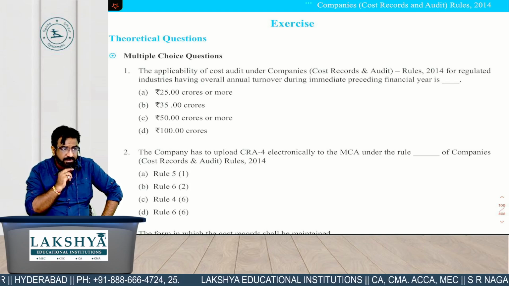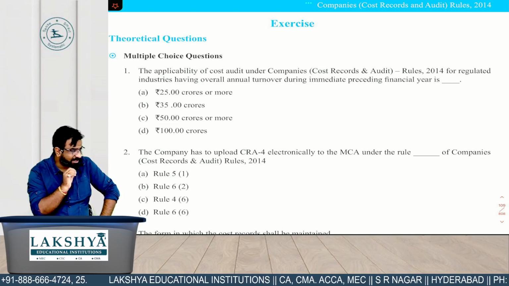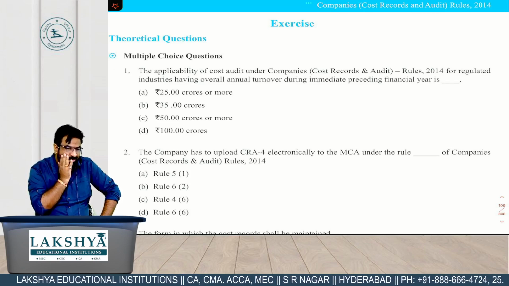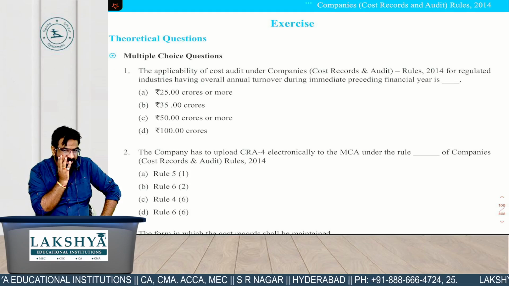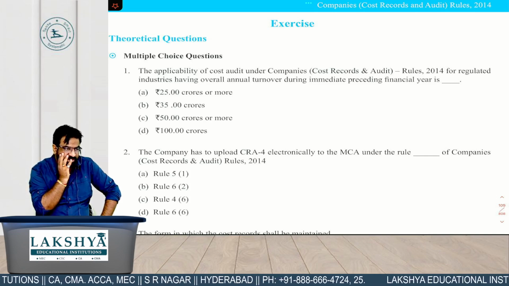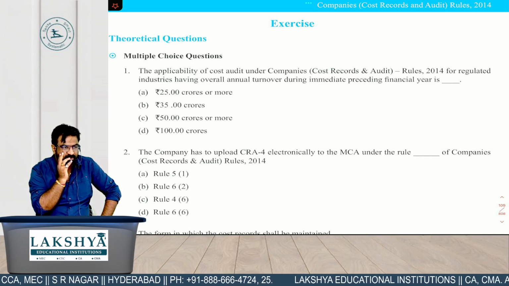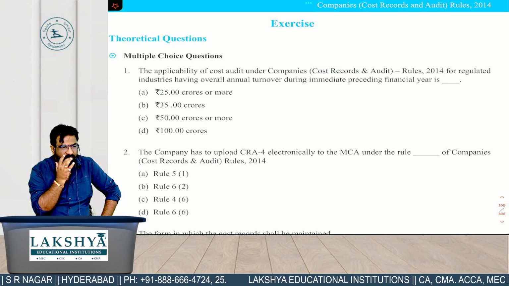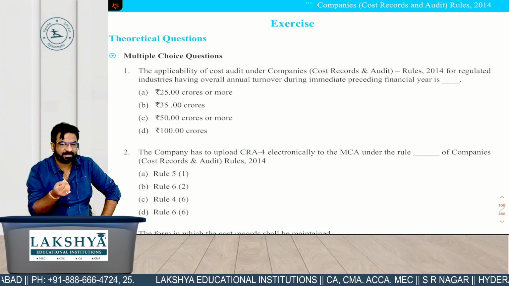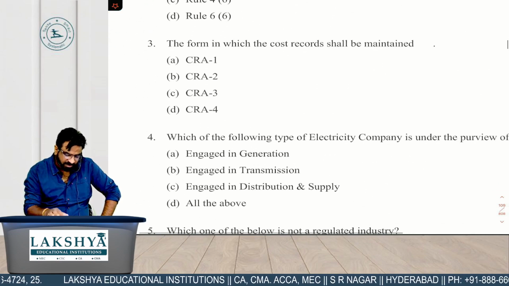उन्होंने पूछा है CRA 4 कौन से रूल के अंडर आता है? रूल 6 या रूल 7? क्या था रूल 6? कॉस्ट ऑडिट रिपोर्ट. और व्हाट वाज रूल नंबर 3? कॉस्ट रिकॉर्ड. रूल नंबर 4? तो 5 क्या था? मेंटेनेंस ऑफ कॉस्ट रिकॉर्ड. So yes, it comes under rule number what? 6.